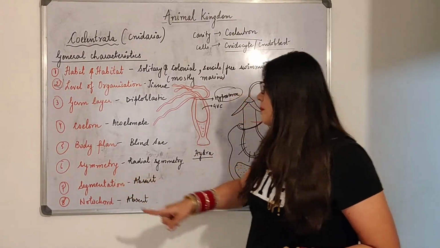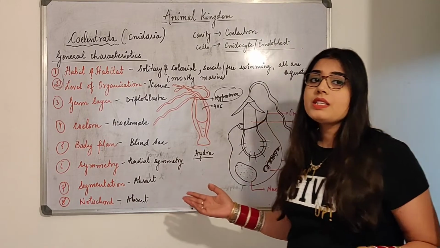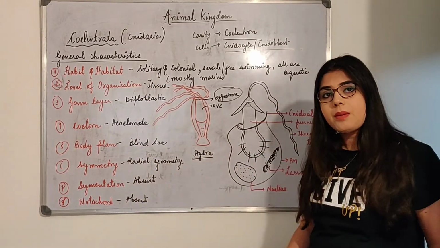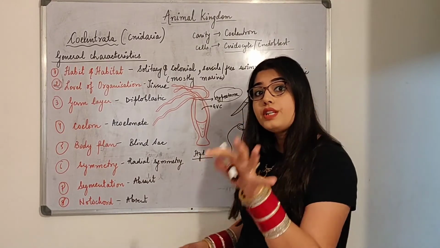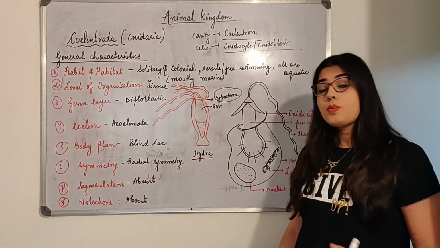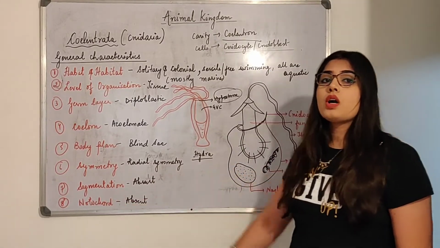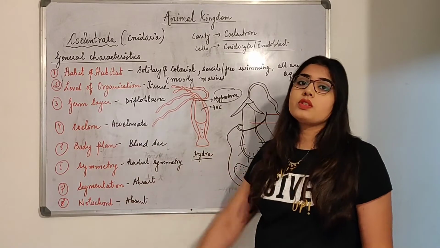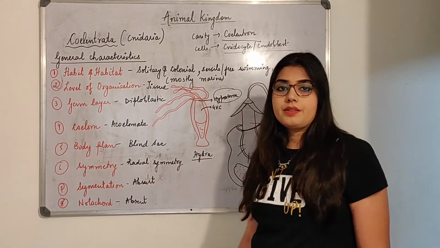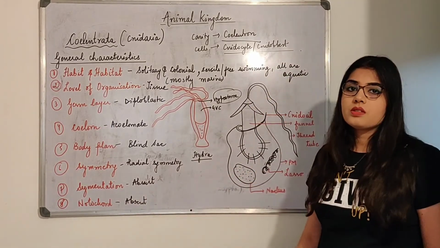Then comes symmetry, radial symmetry. You have already studied a bit about radial symmetry. These things I will not explain in detail now because we have given an entire video to each and every general characteristic, so please watch those videos. Segmentation and notochord are both absent because coelenterata is obviously a part of the non-chordates. That is why notochord will be completely absent.